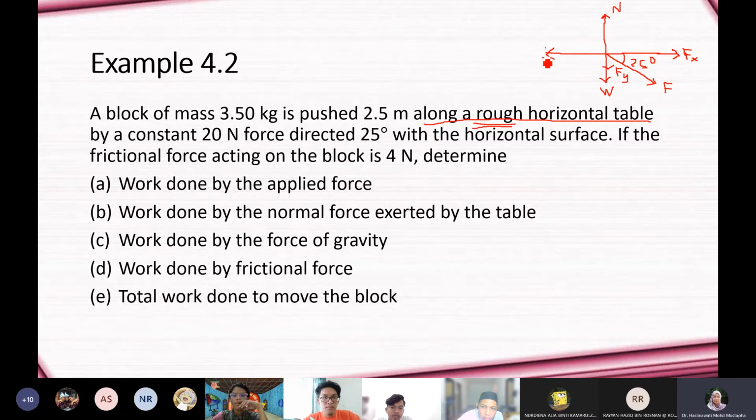Macam tu. Okay, and then kita ada frictional force lah. Okay, frictional force, of course lah dia ke sebelah kiri. Sebab blok tu macam kita consider dia bergerak ke kanan. So, because of the acceleration here, adalah ke kanan.